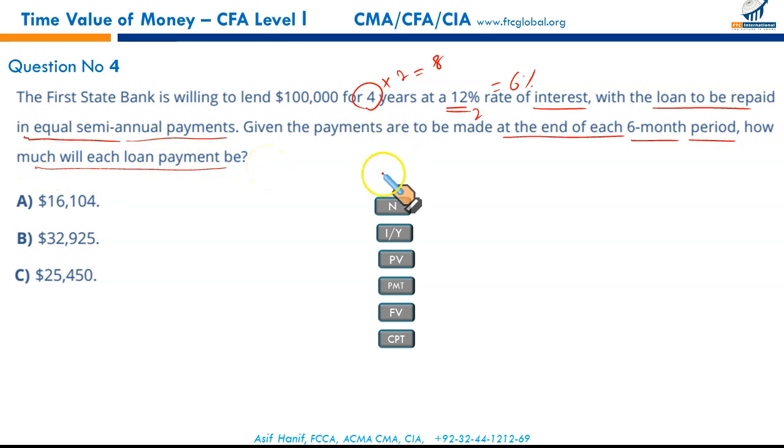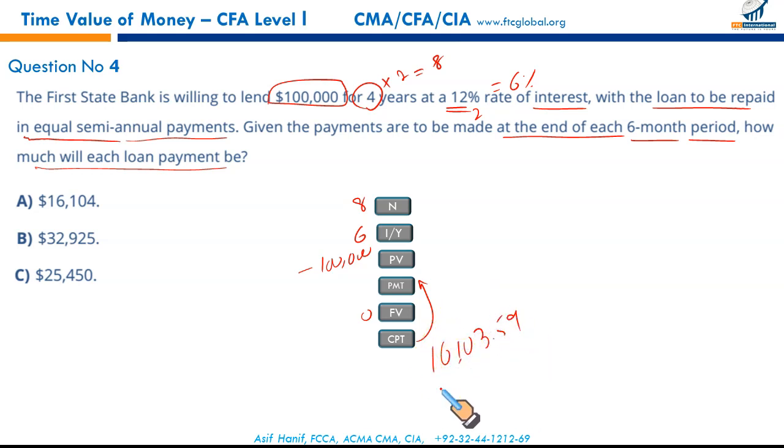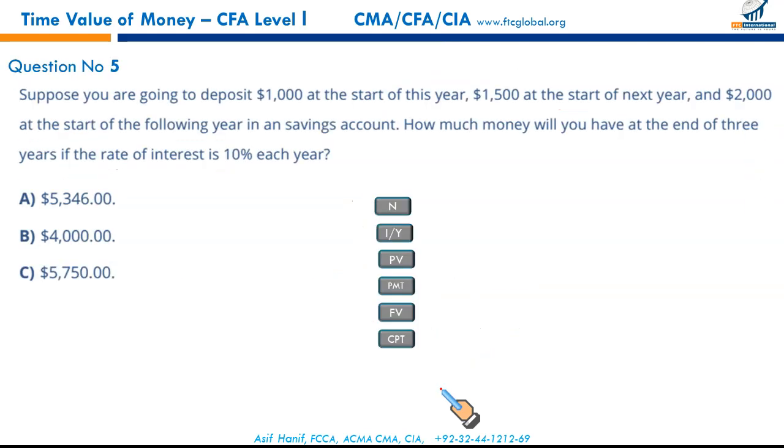Now, the periods are 8, the interest rate has been adjusted to 6, PV, the present value, is $100,000, because this is the loan amount that you will receive now. How much you will have to pay, future value 0. Simply press these numbers into these functions and press CPT payment, you will get your result. Punch it in and your result should be 16,103.59. All right, so done. A is the result. Next.